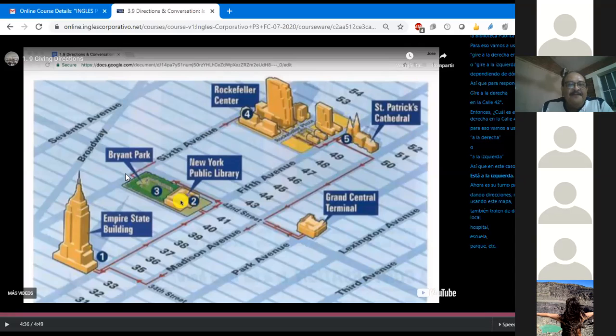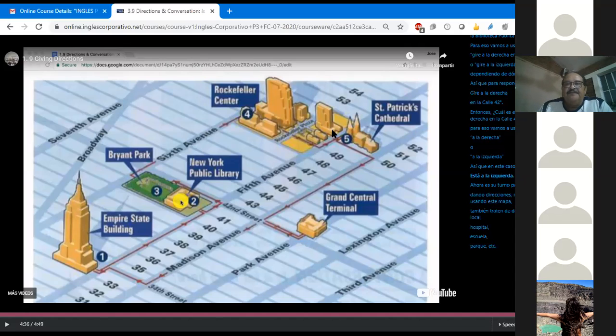Okay. Walk. The key from here, walk. Walk up 6th Avenue. Okay. Ya no veo otra calle. This one. 49. Walk up 6th Avenue on 49th Street. Rockefeller Center, then, is on the right. Rockefeller Center is on the right. Está a la derecha, right? Ya no se pierde. Okay, good.